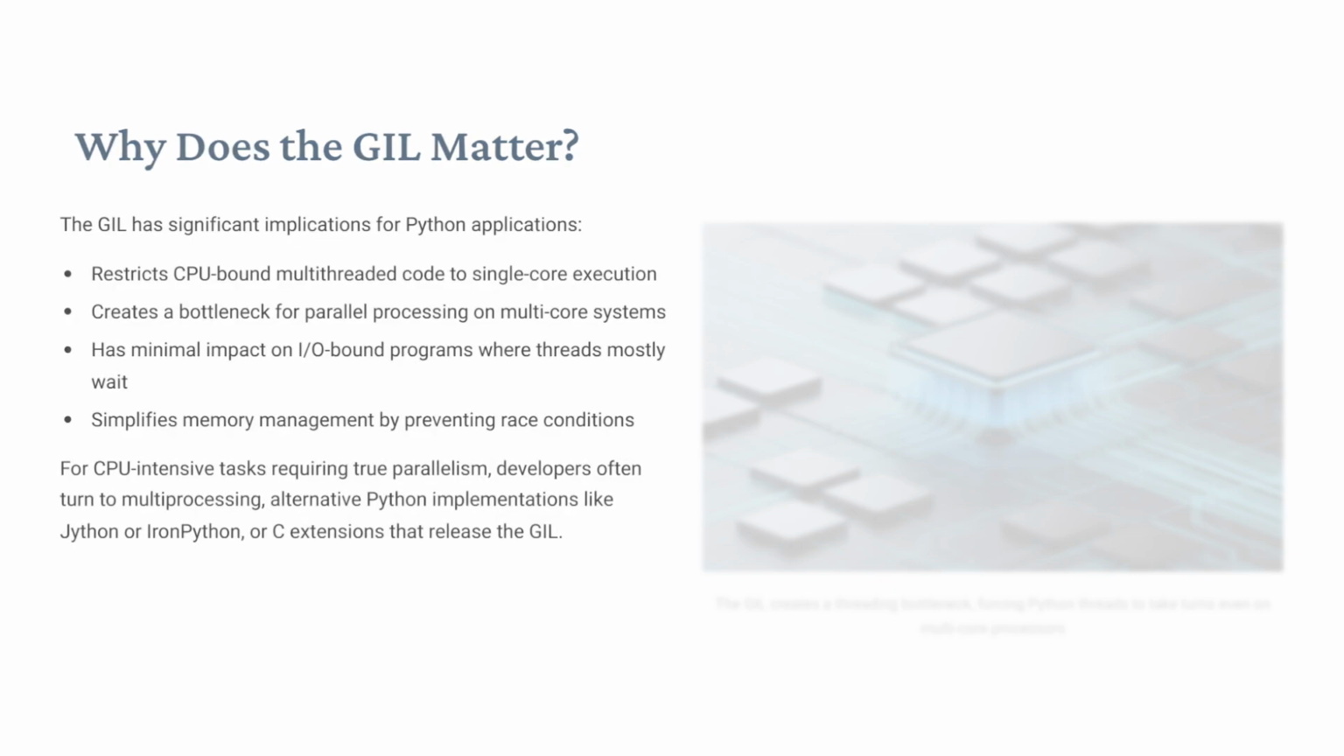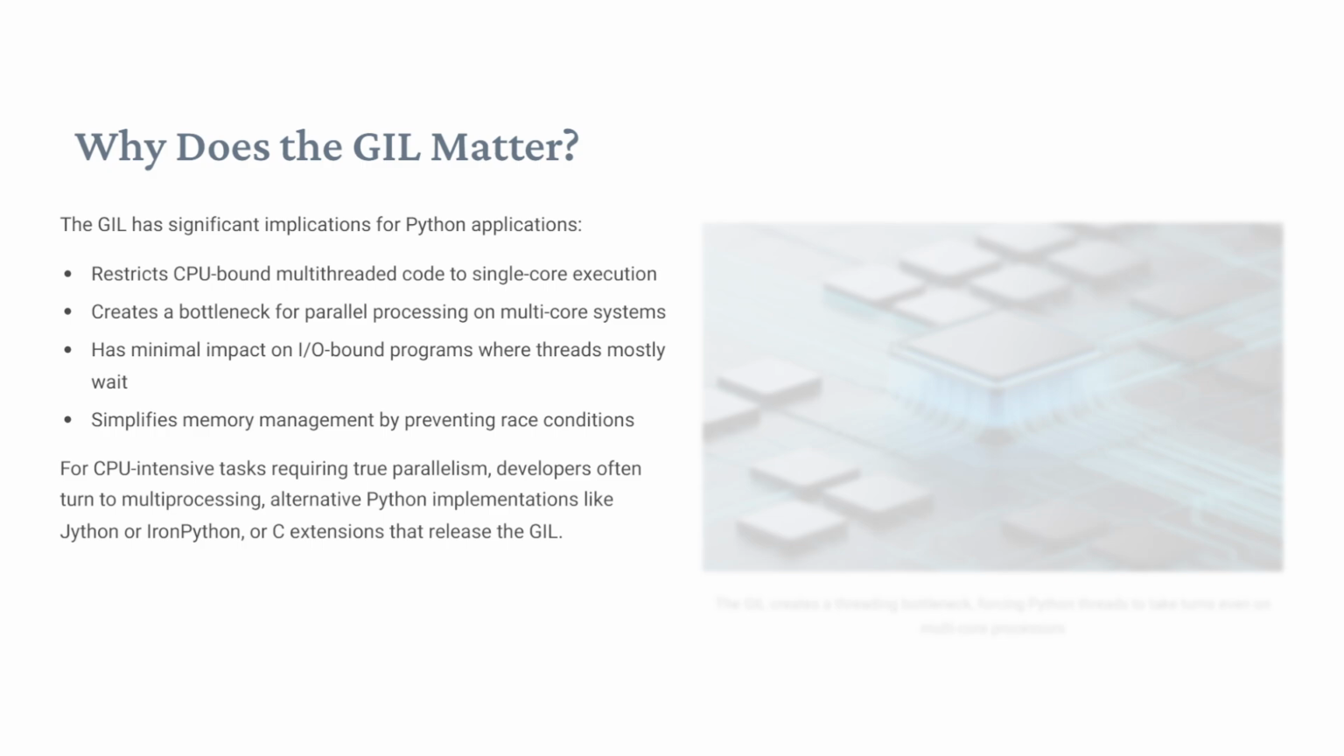So the global interpreter lock has significant implications for Python's applications, and one is that it restricts CPU-bound multi-threaded code to single core execution, and it creates a bottleneck for parallel processing on multi-core systems. It has minimal impact on input-output bound programs where threads mostly wait, and it simplifies memory management by preventing race conditions.